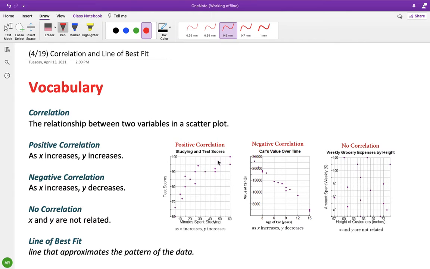Talk about correlation and line of best fit. I'm going to have another follow-up video that models how we write equations based on line of best fit. That will probably come out later today, so sorry about not having that ready in the morning here.